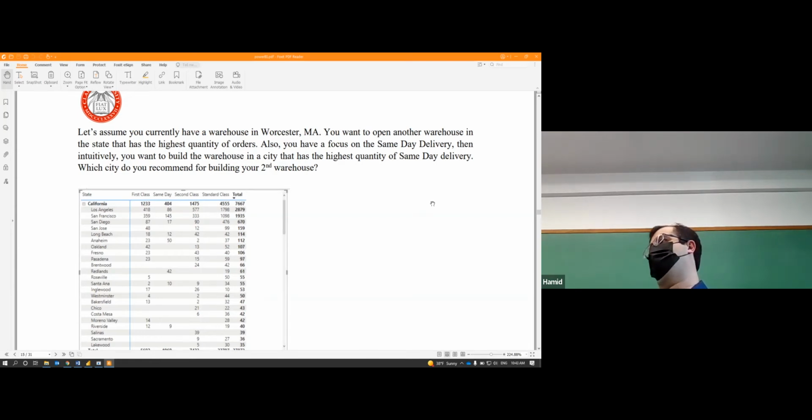We just filtered based on profit. We want to see the negative profits, and then with the sale column, I just sort them ascendingly or descendingly.